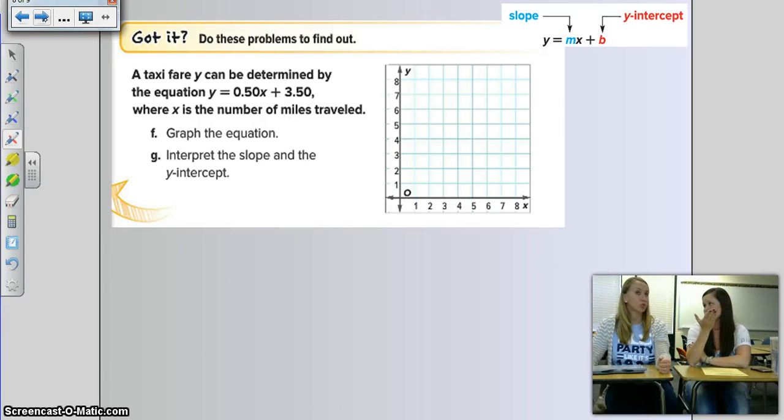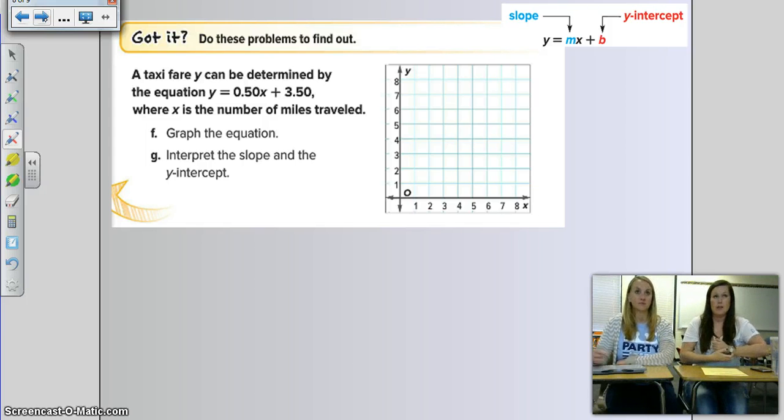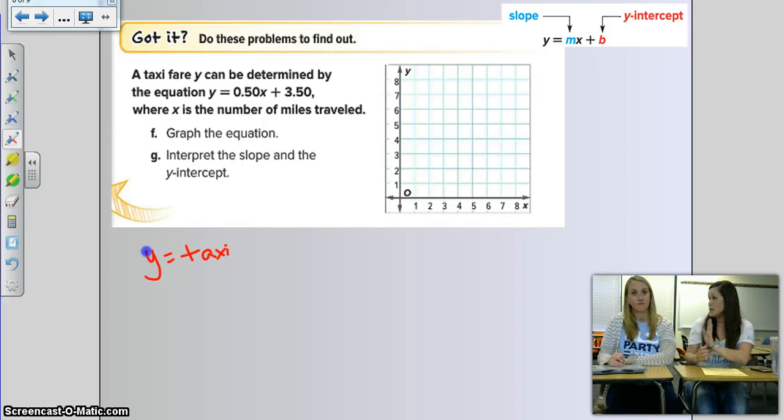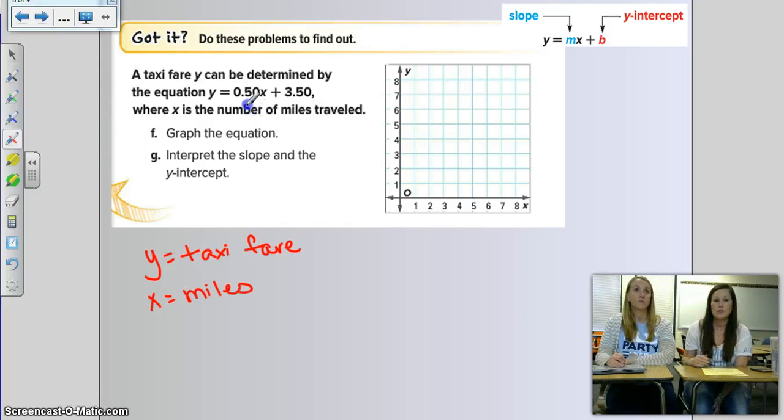Should we do this one too, just in case? Okay. So we'll go ahead and do this one with you. A taxi fare, y, can be determined by the equation y equals 0.50x plus 3.50. So I'm guessing these are money amounts. Sounds like it. 50 cents. Oh, and it says where x is the number of miles. So it's 50 cents per mile plus a startup charge of $3.50.